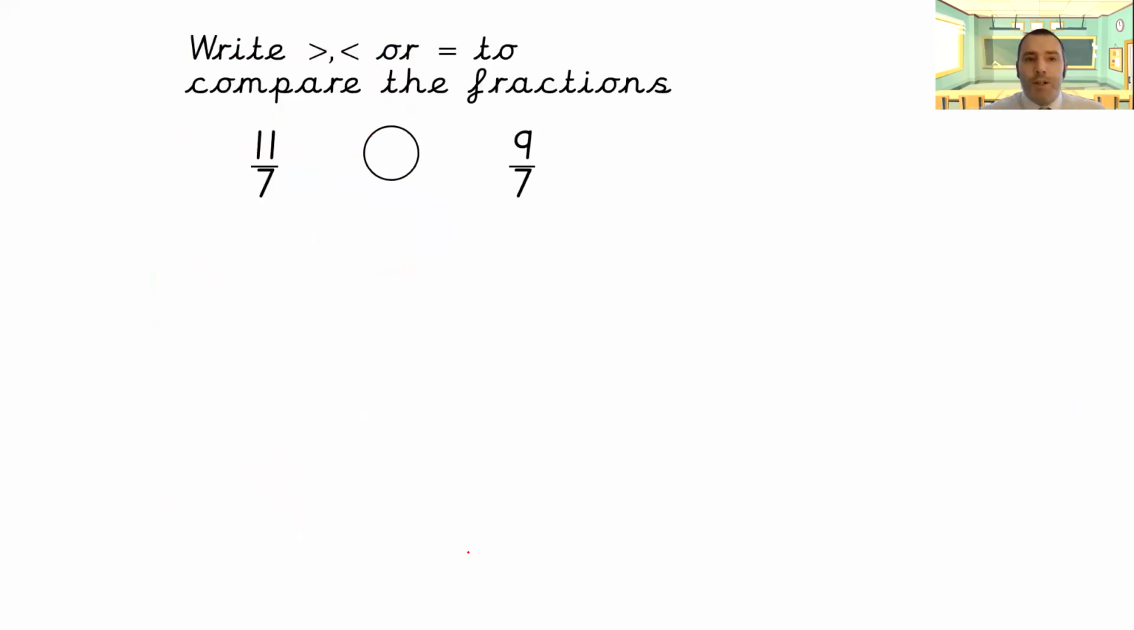So moving forward, we're going to compare these two fractions, writing greater than, less than, or equal to compare the fractions. So here, our denominators are the same. So the rule is if the denominators are the same, the greater the numerator, the greater the fraction. So thinking about that, what symbol is going to go in the circle?